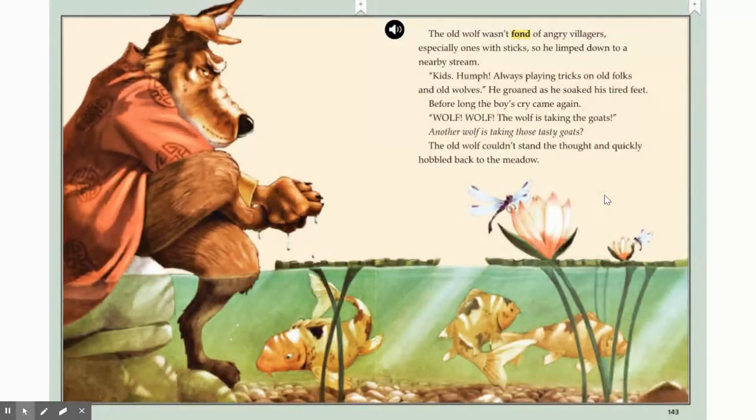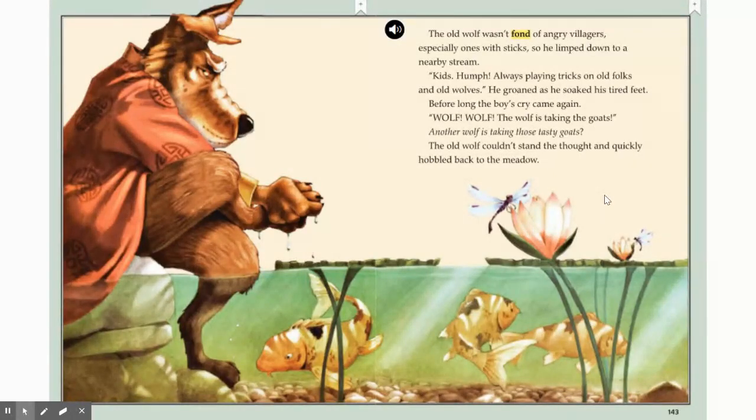But the wolf is upset. He climbed all the way to the top and there was no food that he could take. So he rests his feet in some water. He heard the boy calling his name yet again. Is there another wolf taking those tasty goats?